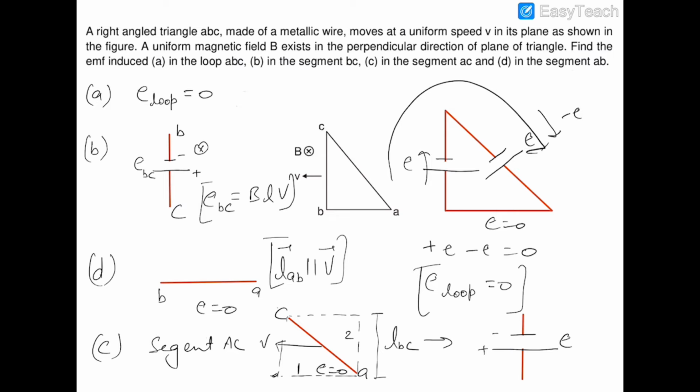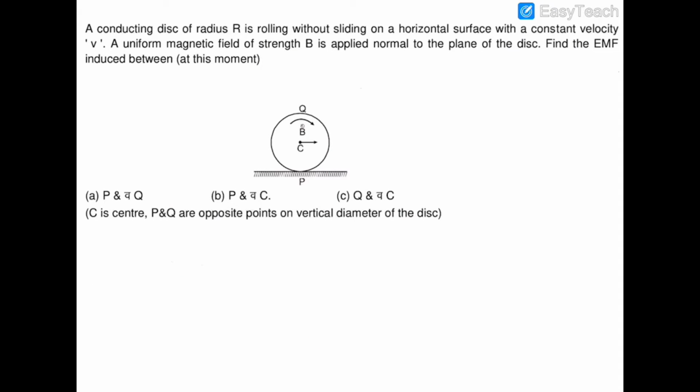Now we will move on to the next question. In this question, there is a conducting disk of radius r which is rolling purely on a rough horizontal surface, and its center is moving with a constant velocity v. Now its omega will be equal to v by r. We have applied a magnetic field pointing inside this plane, and we have to find the induced EMF between points P and Q, P and C, and Q and C.